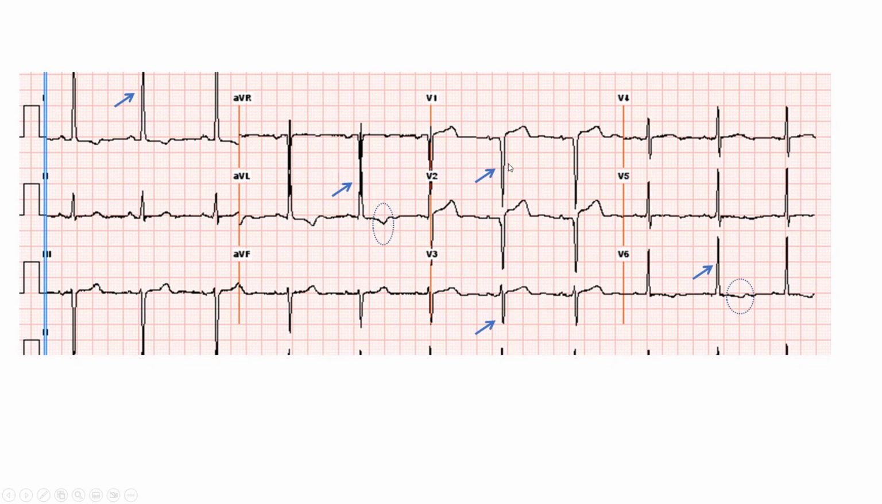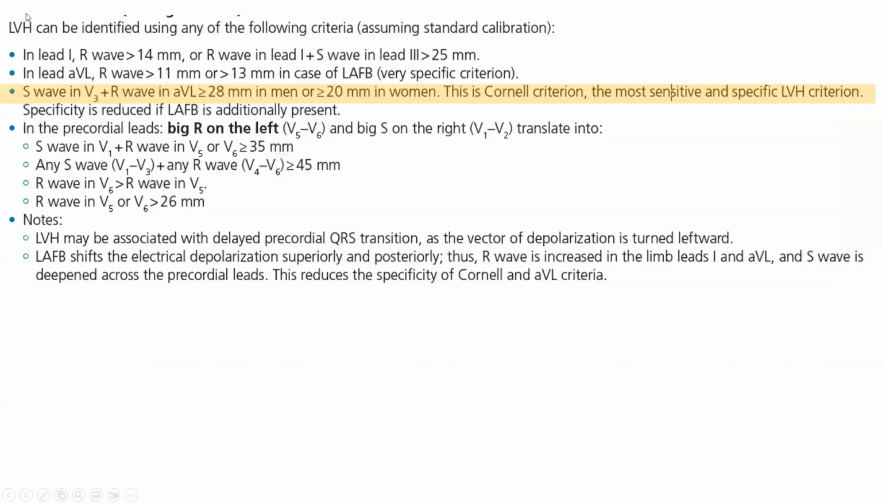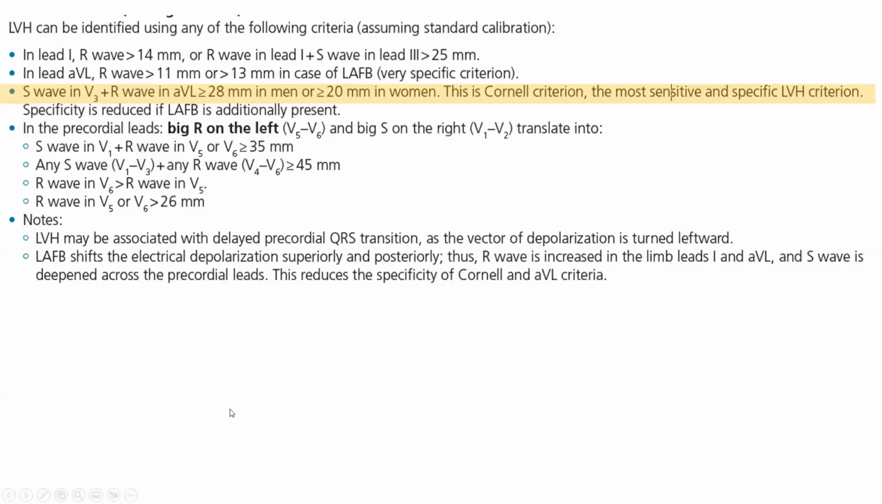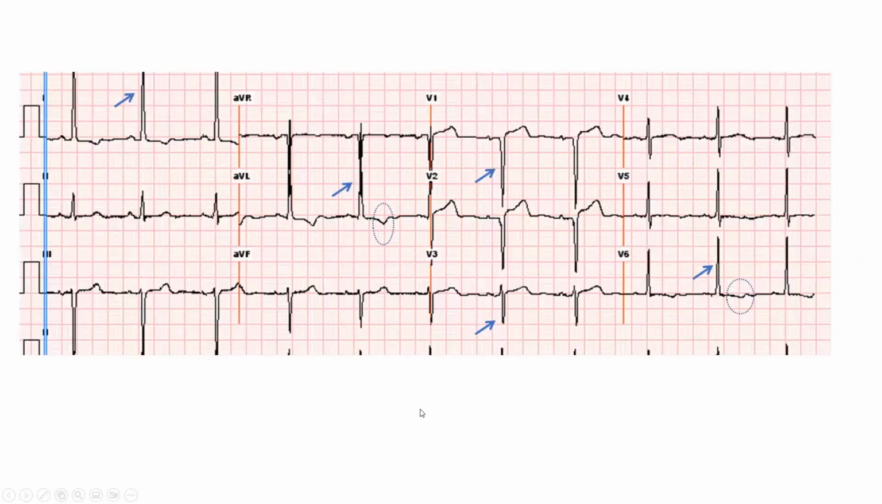Another one is what we call the Sokolow-Lyon criterion, which is S in V1 plus R in V5 or V6 more than 35 millimeters or 7 boxes. Okay? And this is a listing of those criteria that I just described. You can also use a modification of Sokolow-Lyon, which is S in any precordial lead plus R in any precordial lead more than 45 millimeters, 9 boxes. Now, one comment regarding Q waves in V1 and V2. I will explain that a little later.